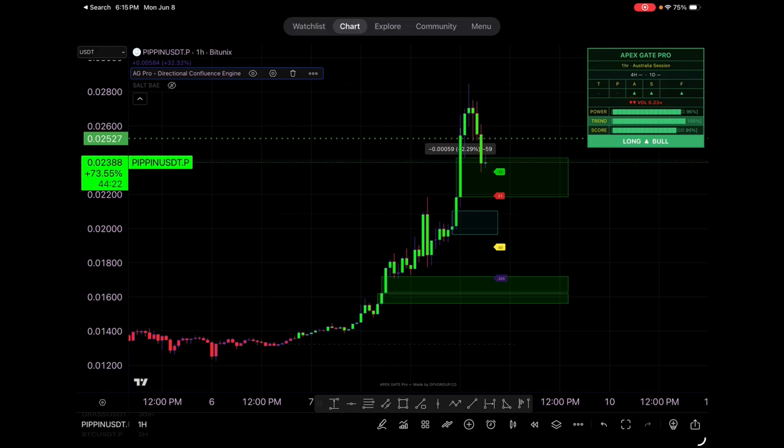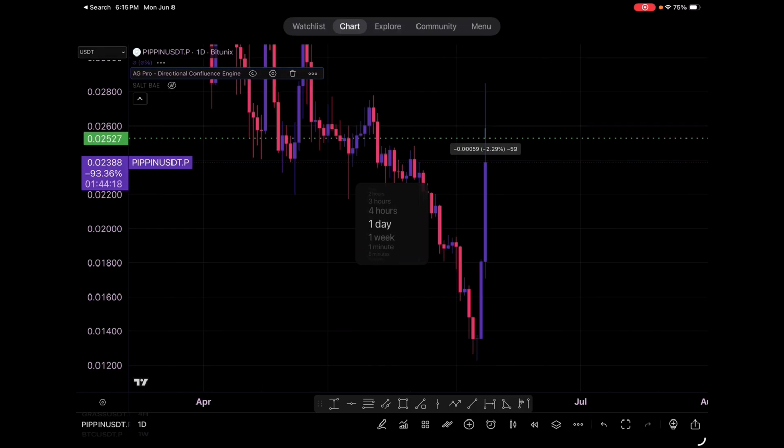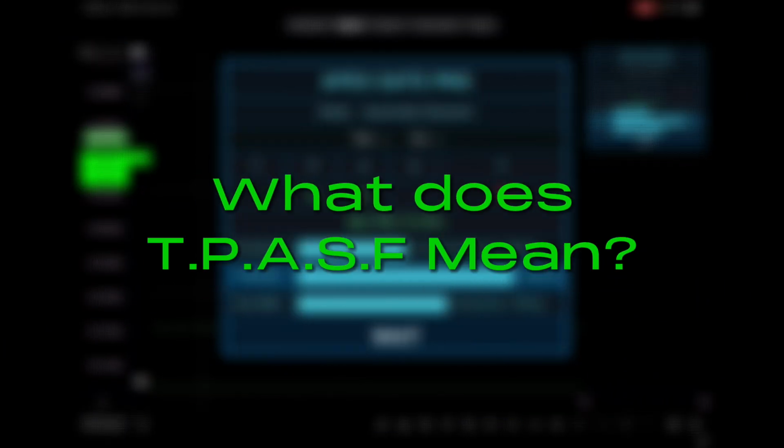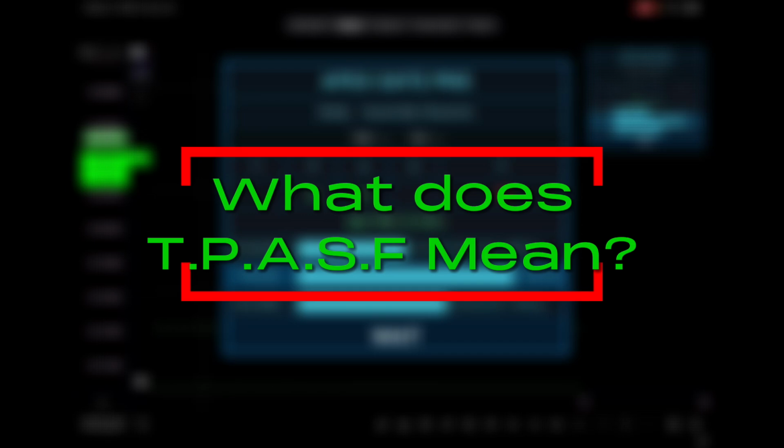So what we're going to do is use PIPPIN USDT.P as an example here. And as you see, we're going to scroll over and start from the daily. We're going to do the top-down analysis. And as you see, the trend has disappeared and it's stating for us to wait, which makes total sense due to the session we're in as well. And we're going to go over what the TPASF is.